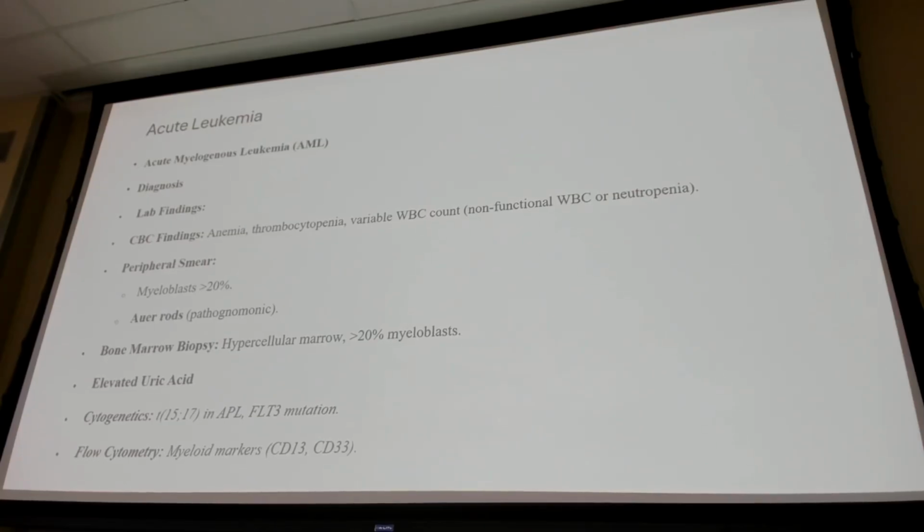So again, this is a high proliferative state. You have a lot of cell turnover. You're making cells, the body's breaking down cells. Part of what DNA is, that uric acid component of the DNA, the purines and pyrimidines start breaking down, and the byproduct is uric acid. So these patients can have an elevated uric acid level.